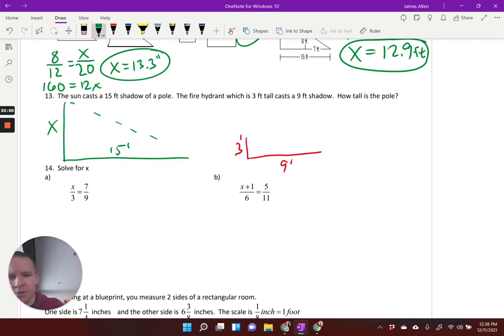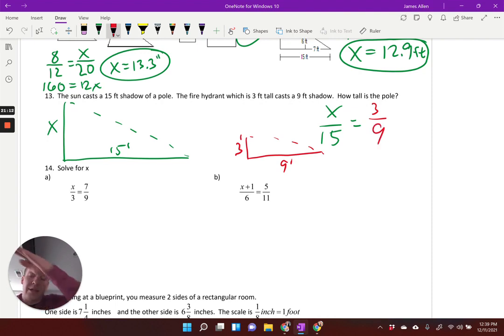Basically what we have going on here are 2 similar triangles. Okay? So we can set up a proportion for this. So I'd have my height of x, we go with the green, and the length of the shadow is 15, equals. Then I've got my height of the fire hydrant, and then we have the length of that shadow, which is 9.